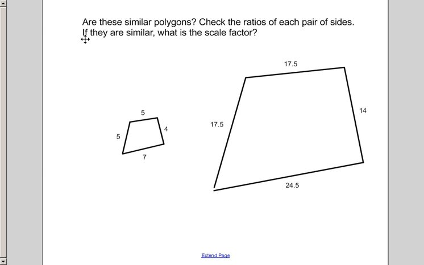Now pause the video and see if these are similar polygons by checking the ratios of each pair of sides. And if they are similar, then what is the scale factor? So set up a ratio comparing the size of the larger one to the smaller one.